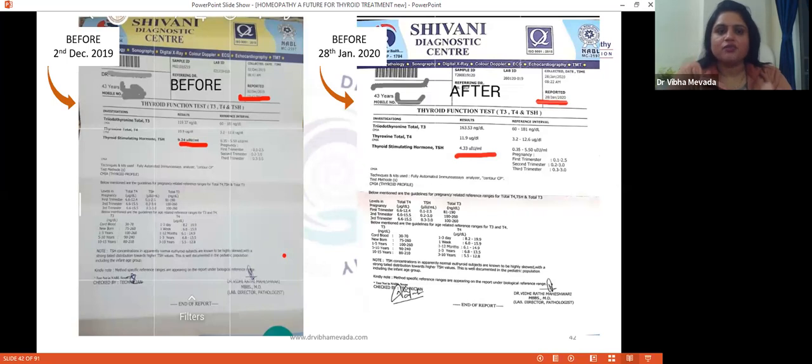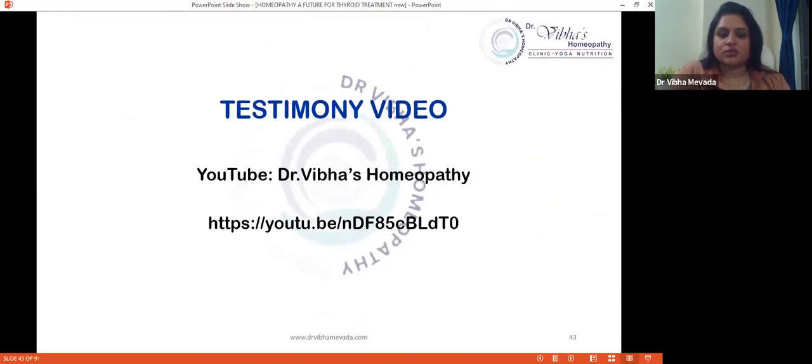And this is the before and after report of the patient, where you can see the report of 2nd December 2019. Here it shows the TSH is 9.24, and in the after report of 28th January 2020, the TSH is 4.33, which is absolutely normal, right? And if you want to check the testimonial video of this patient, you can go through our YouTube channel, Dr. VIBHA's Homeopathy, and this is the link of YouTube.